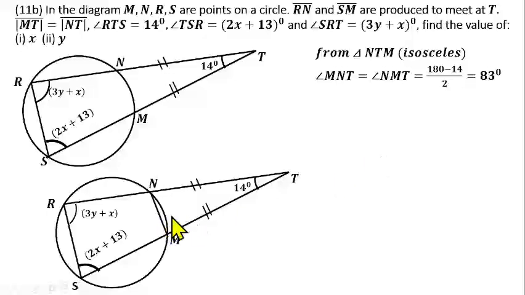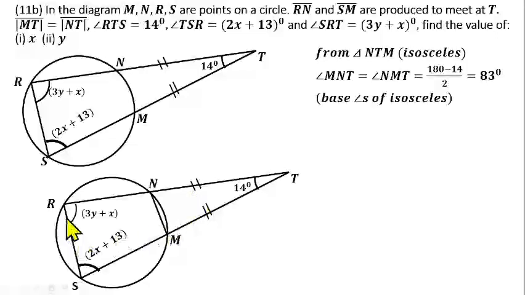So this angle here is 83 degrees, and this angle is also 83 degrees. Reason being base angles of an isosceles triangle. Do you understand that? The angle is 14. So if I remove it from the total angle in a triangle, which is 180 degrees, 180 minus 14 gives us 166. If I divide that by 2, that gives us 83. So this angle is 83 and this angle is 83.